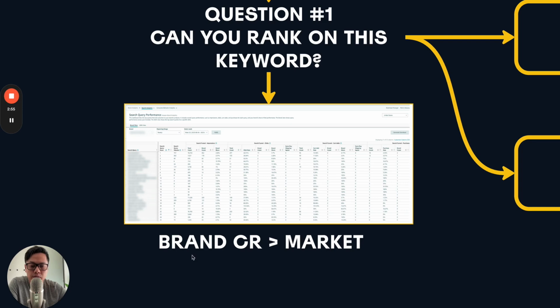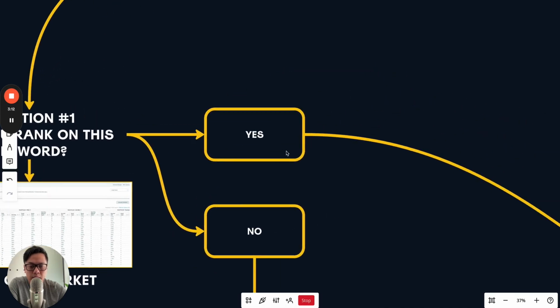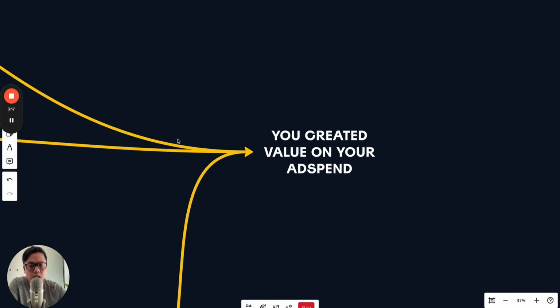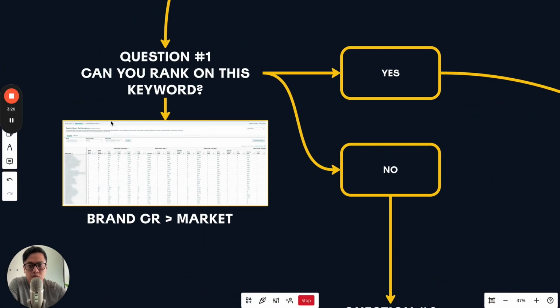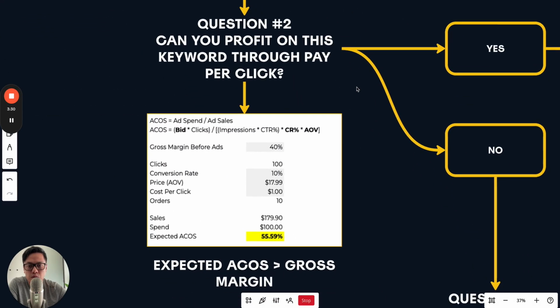The larger the difference between the brand conversion rate and the market conversion rate tells you how high you rank for. So that's going to be whether you can be in the rank top 3, 5 to 10, 10, 15, etc. So if you can rank for it, then you created value on your ad spend. So that's not considered wasted ad spend, even though your ACOS might be higher than your gross margin. So if that's a no, then that leads to question number 2.